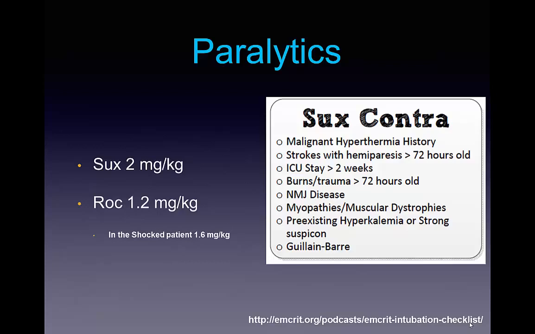However, if you use a dose of 1.2 milligrams per kilogram or even a higher dose of 1.6 milligrams per kilogram in a shocked patient, this achieves muscle relaxation in approximately 1 minute. A vial of rocuronium is 50 milligrams per 5 cc's, and therefore in our patient we would give 2 vials or 10 cc's, equivalent to 100 milligrams of rocuronium.